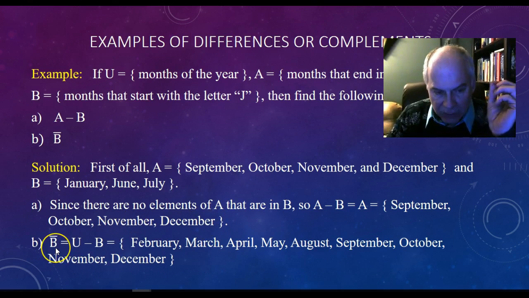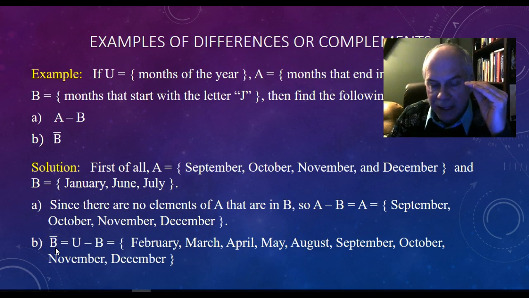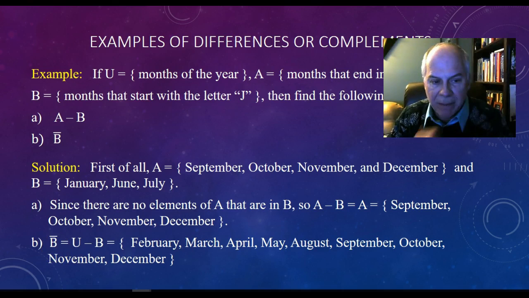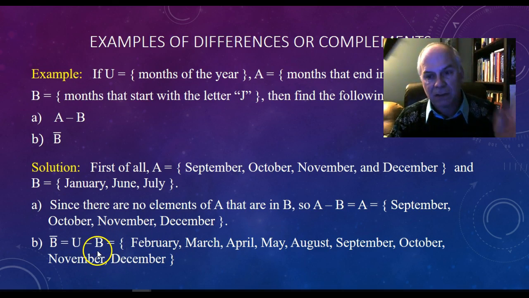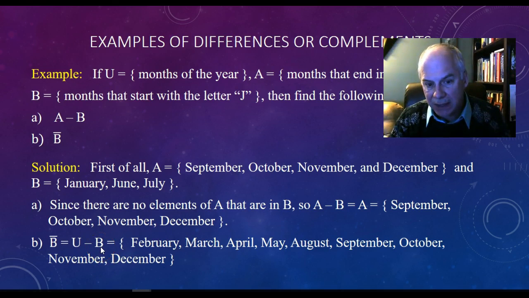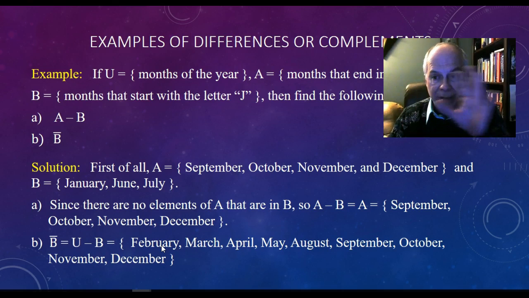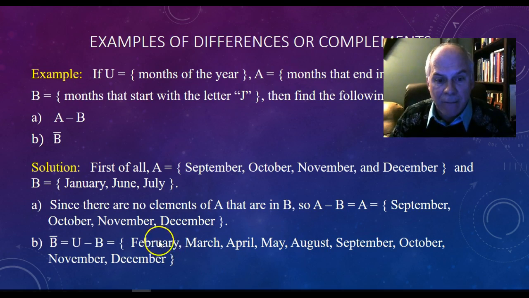In the case of the complement of B, that's B with a bar over top of it, that's the universal set, so all the months, minus the months that are in set B, the ones that start with a J. So we're going to take all the months and take away the months that start with a J. That would leave February, March, April, May, August, September, October, November, and December.